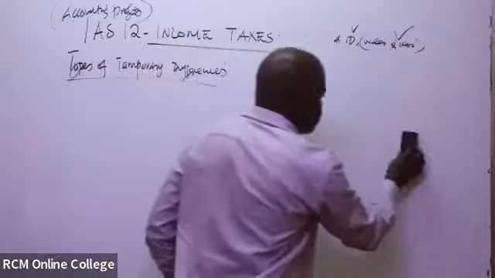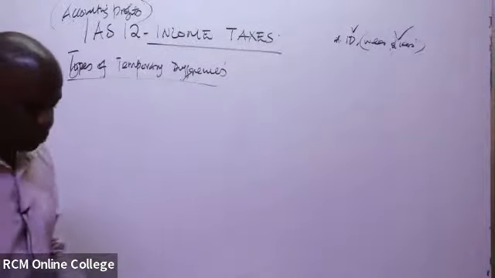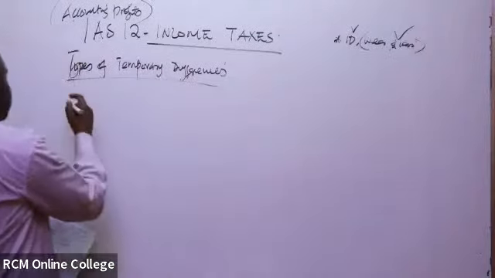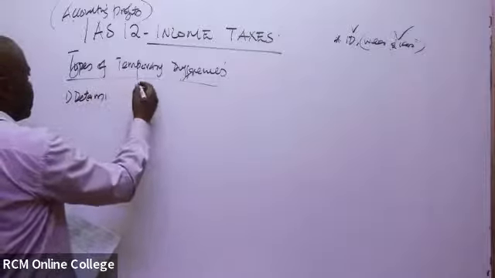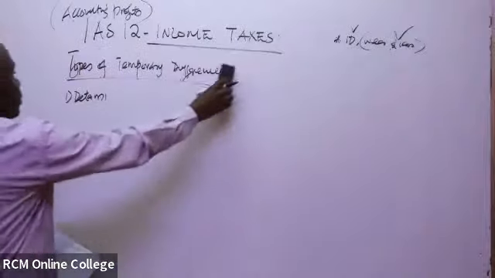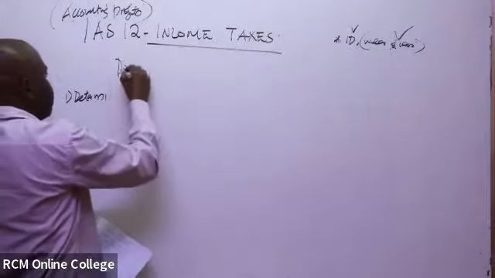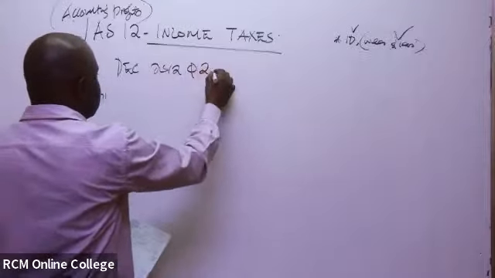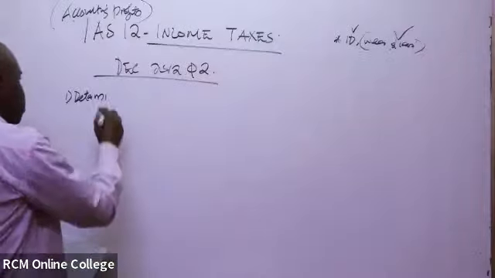So the question in this case wanted us to determine the taxable profits. So we have a number of years there. The first one is the determination. It is December 2012, question number 2. You need to write the question so that when you are revising, you can refer to it. So, determination of the taxable profit.